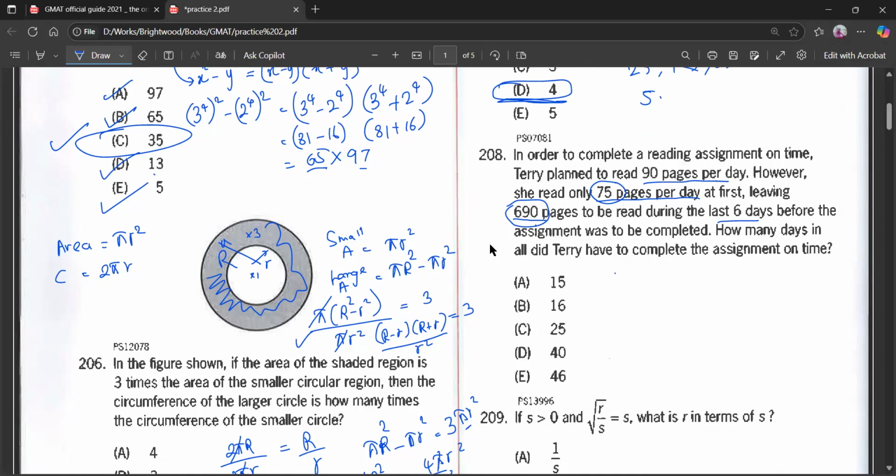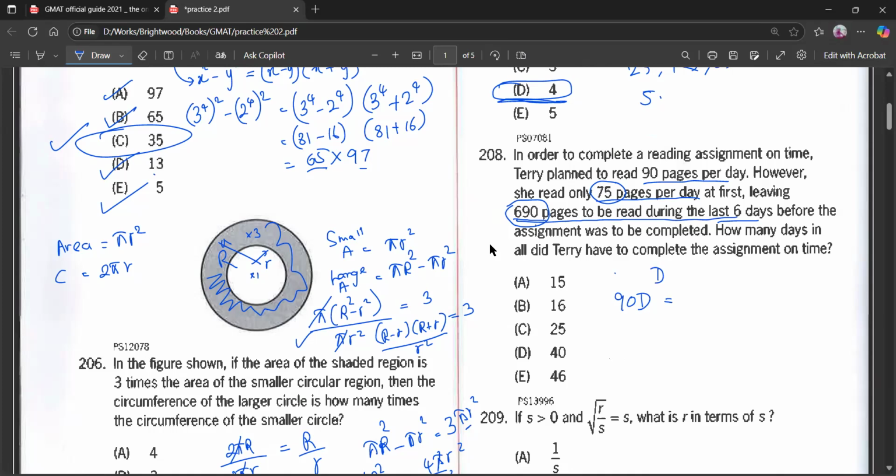Okay. Now, it's hard to solve. Total pages should be what? Normally, if I consider the number of days as D, it should be 90 into D. It should be equal to what? She reads only 75 pages per day at first, leaving 690 pages to be read during the last 6 days.